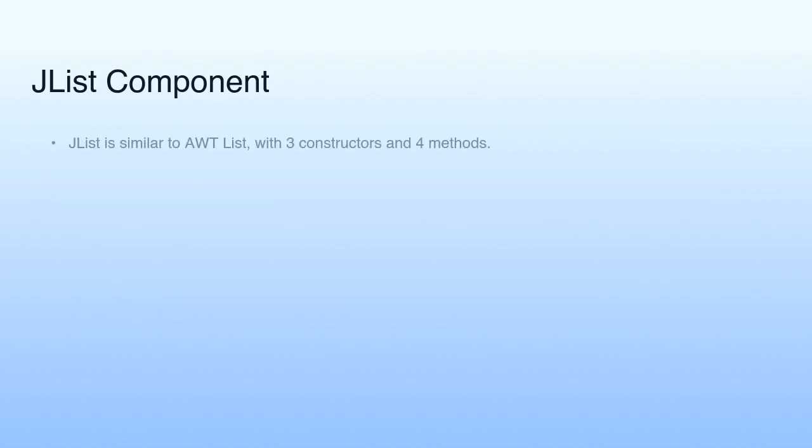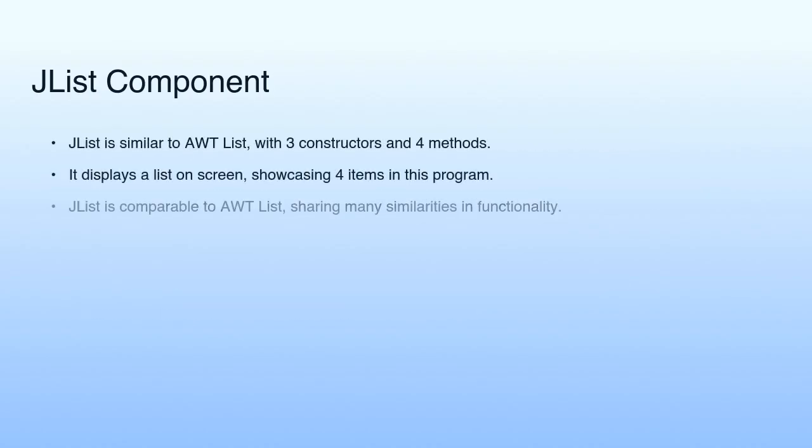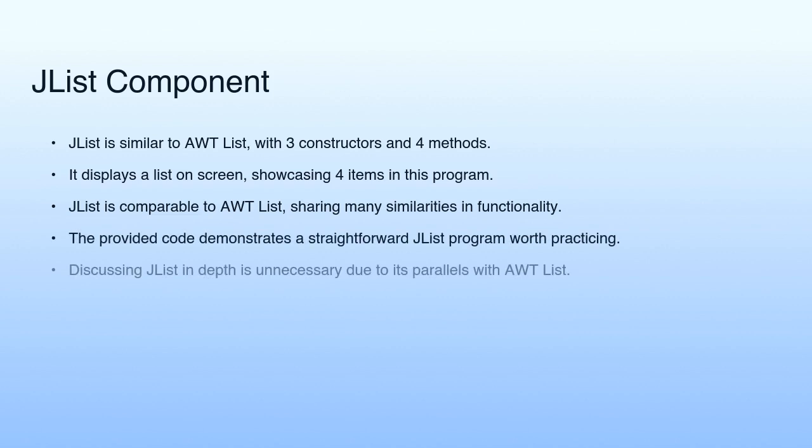JList is similar to AWT list with 3 constructors and 4 methods. It displays a list on screen, showcasing 4 items in this program. JList is comparable to AWT list, sharing many similarities in functionality. The provided code demonstrates a straightforward list program, worth practicing. Discussing list in depth is unnecessary due to its parallels with AWT list.